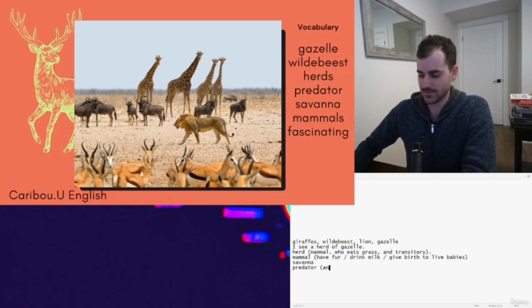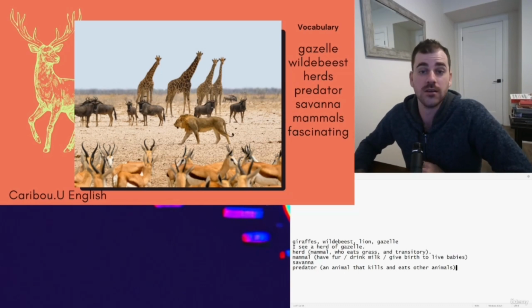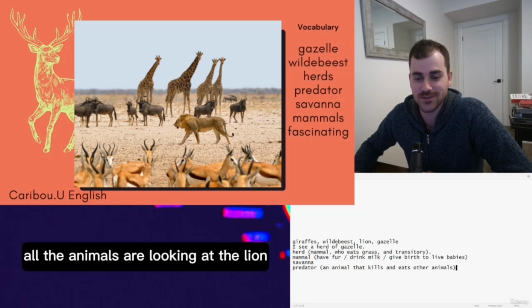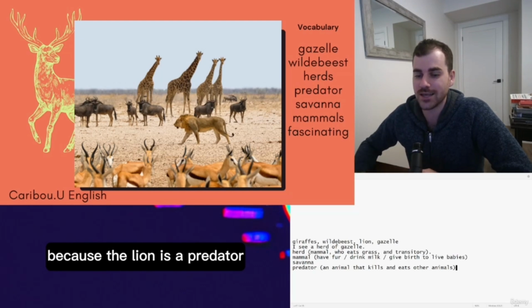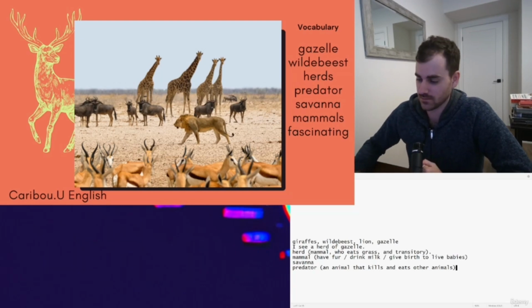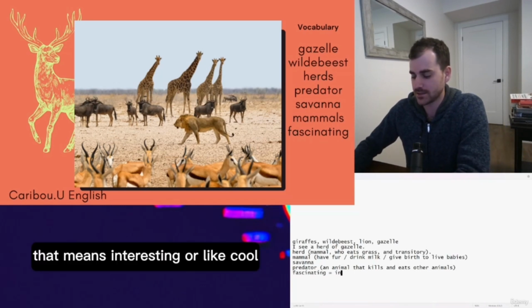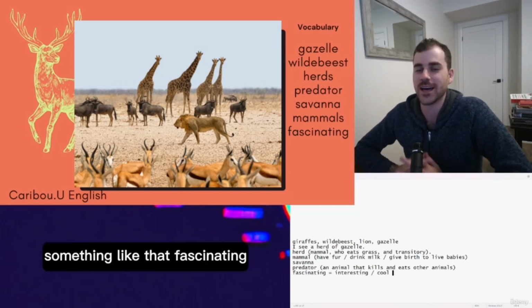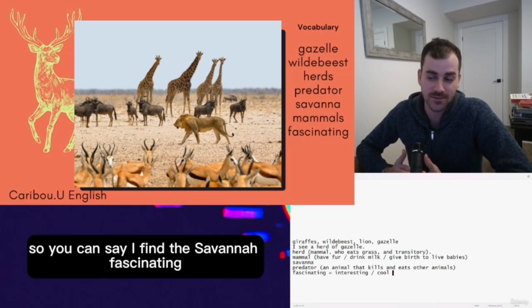Predator. An animal that kills and eats other animals. So you can see in the picture, all the animals are looking at the lion. They're looking at the lion because the lion is a predator. And fascinating, that means interesting or like cool, something like that, fascinating. So you can say, I find the savanna fascinating.